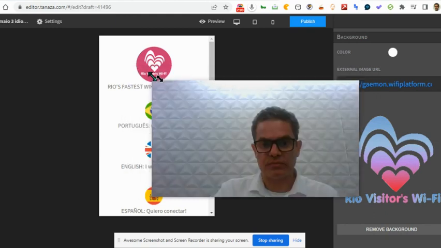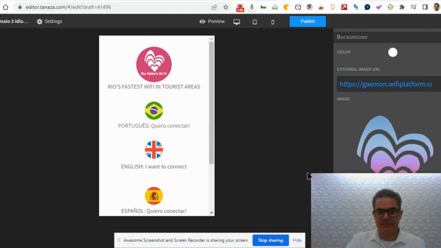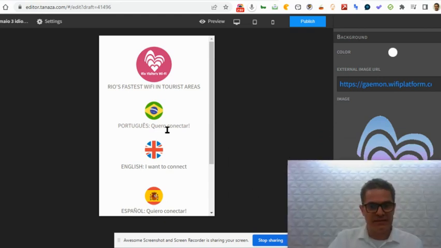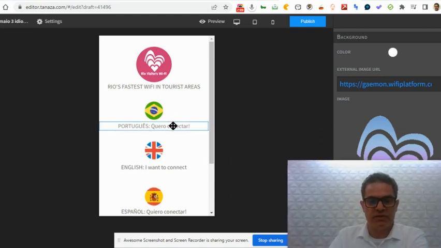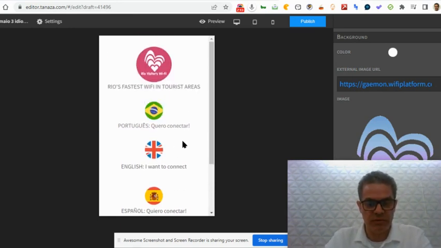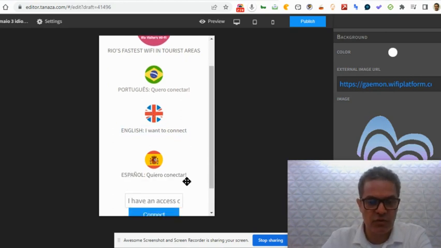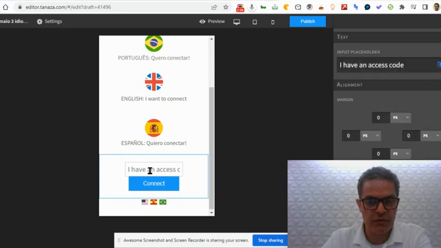So, without further ado, this is a landing page, right? As soon as you get to the Wi-Fi network, you're given 3 choices. The more popular languages for tourists in Rio de Janeiro are Portuguese, for the Brazilian tourists, national tourists, and for foreigners either English or Spanish, right? And over here, if you do have a code, you can insert it here.